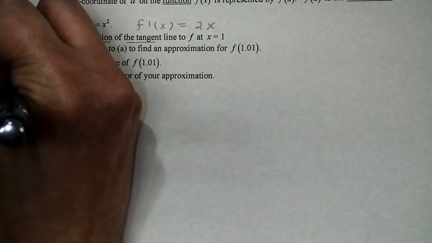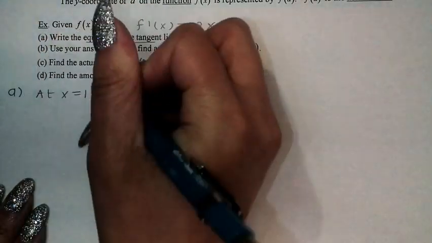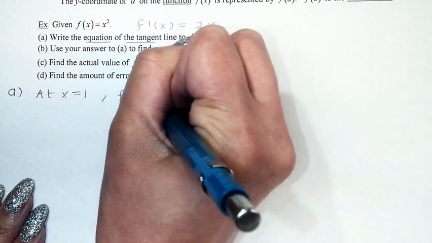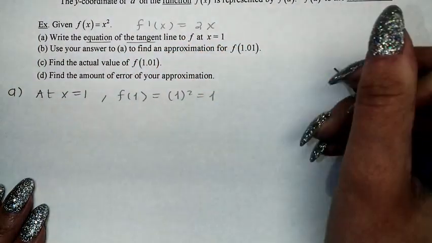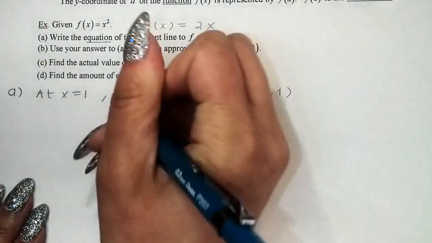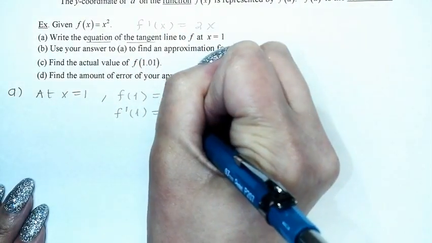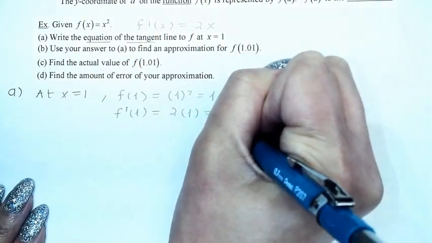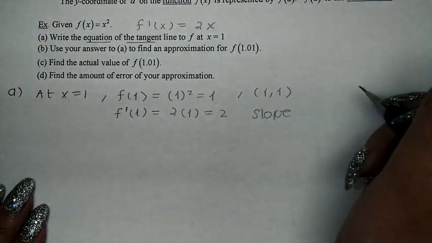For a, at x equals 1, we know that f of 1, the point, is going to be 1 squared, which is 1. So I have the point (1, 1). In the same fashion, we have f prime of 1. We know that f prime of 1 is going to be 2 times 1, which is 2. And this is technically your slope. So we have all the pieces of the puzzle.